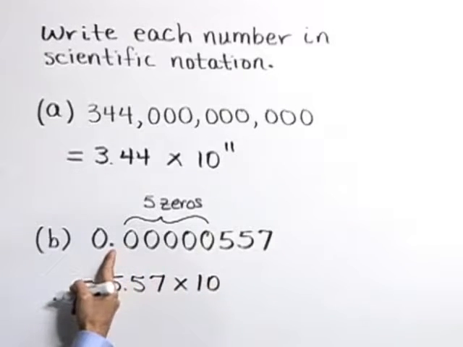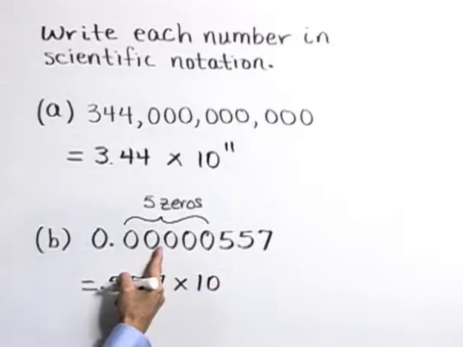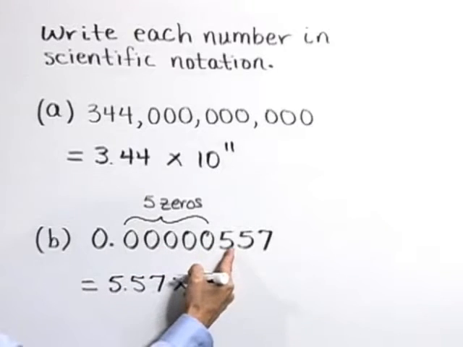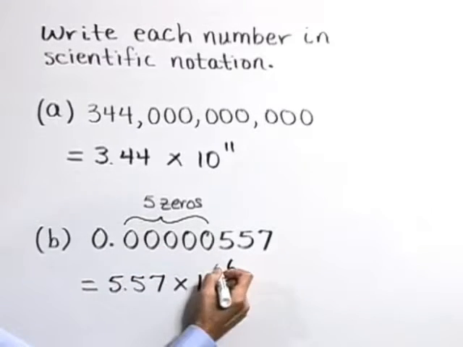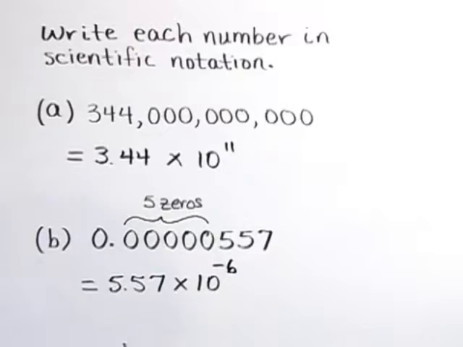There are 5 zeros, so this decimal is going to move 1, 2, 3, 4, 5, 6 places. We're going to make that a -6 because this is a very small number. And multiplying these two quantities is going to move that decimal point right back to the left where it was initially. So for part B, this number in scientific notation is 5.57 times 10 to the -6th.